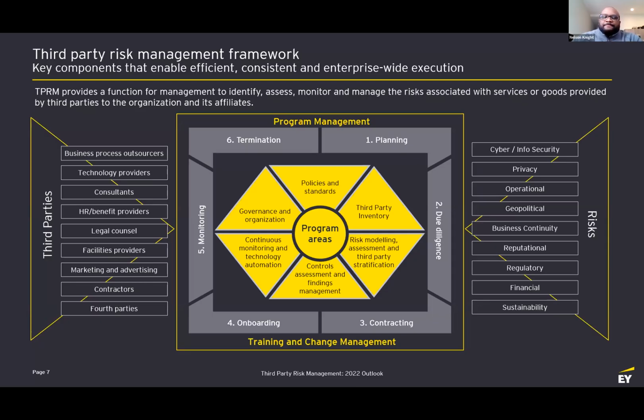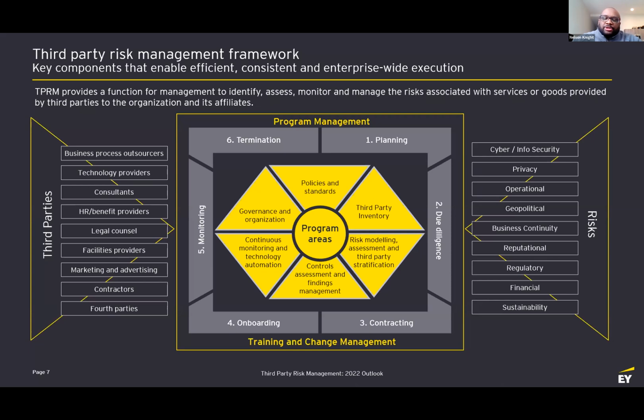TPRM in one slide. On the left-hand side here, you have all of your third parties, from business process outsourcers, technology providers, consultants, legal counsel, marketing and advertisement. Any type of third party that you're outsourcing services or purchasing goods from can be considered a third party to your organization. Every company is going to have their own set of third parties that they're going to consider in scope or applicable for their third-party risk management program. We have that here on the left side.